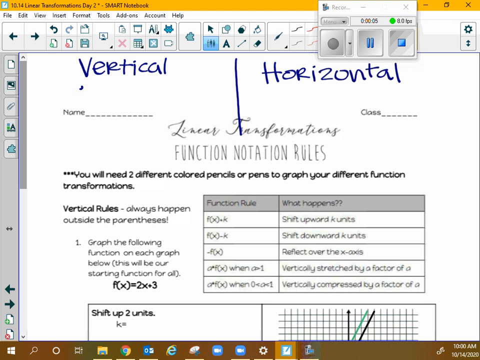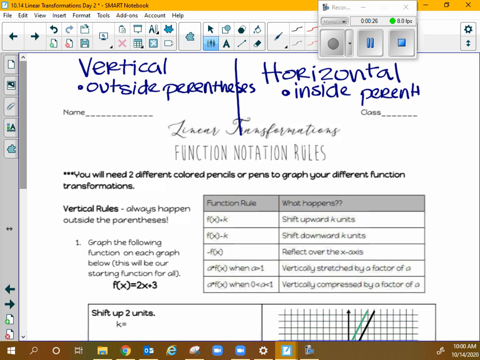The thing that's different: vertical transformations always occur outside of the parentheses, and horizontal always occur inside. The second thing I want you to write down is vertical transformations happen to the whole function, and horizontal transformations only happen to x.